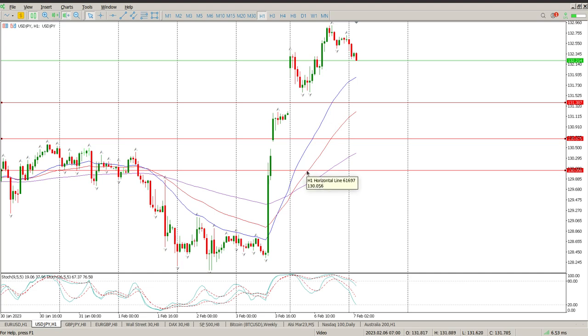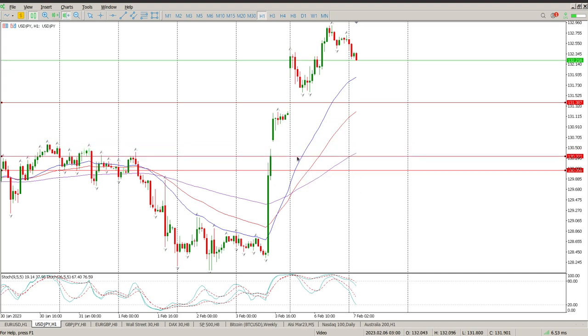So that's the view that I'm looking at. I prefer to come in off 130.056 for a long, or even let's just adjust this one here onto the gap here. You can see there's quite a bit of structure here, so that would be 133.24. That's the view that I've got here. I really would like a much deeper pullback before looking for a long there.